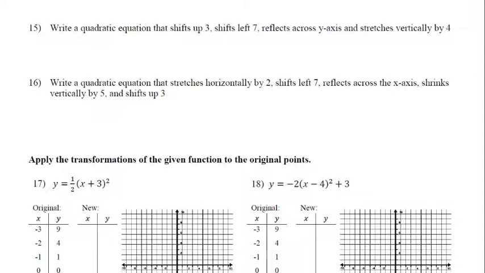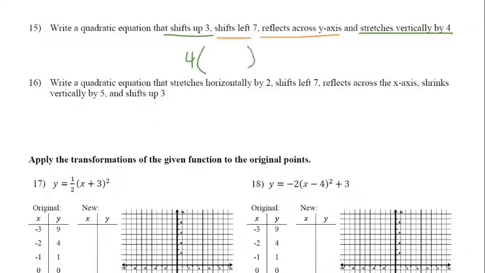All right, number 15, write a quadratic equation that shifts up 3, shifts left 7, reflects across the y-axis, and stretches vertically by 5. So I'm going to start off by doing the outside stuff, okay? Because there's a lot of things going on. Stretching vertically is an outside. Shifting up is an outside. So those are outside. These two are inside. Okay? So let's do the outside. To stretch vertically by 5, I got to multiply by 5.